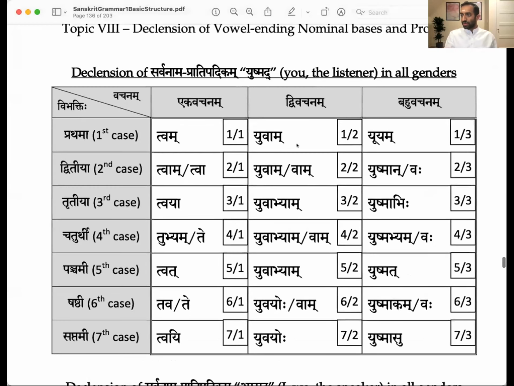Tvam, yuvam, yuyam, tvam, yuvam, and so on. There are these alternatives, yushman, vaha, tvaya, yuvabhyam, yushmabhihi, etc. So this is the chart. We're talking about 7-3 yushmasu. So the question is, how come it's not yushmashu? The sakara should be a murdhanya shakara at the end. Did I get that right, Hariprasad ji? So how come it's not yushmashu?